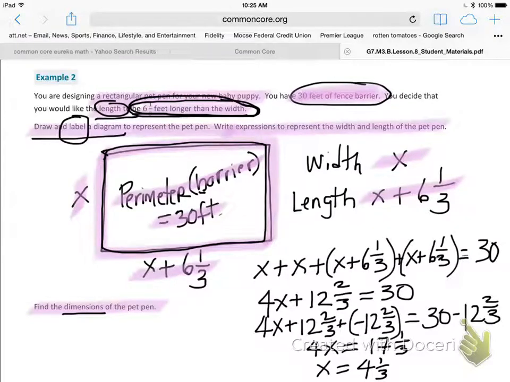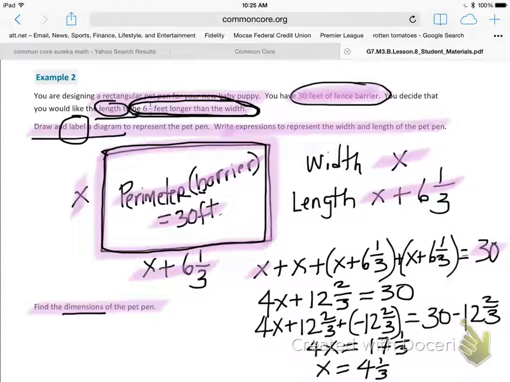Okay, so I solved it algebraically. I'm not sure, maybe some of you solved it arithmetically, just using the numbers, but I wanted to show you how to do this algebraically, more important to me right now. So firstly, to find the dimensions, I need to place all of my unknowns on one side, and my known over here, because I know the perimeter is 30 feet of fence.